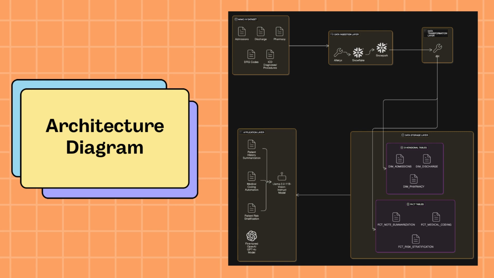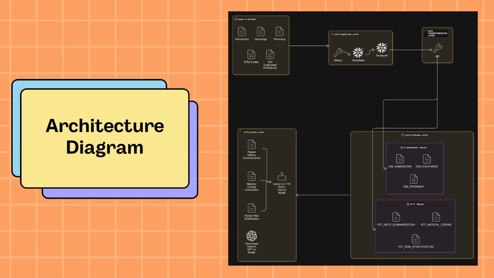MediAssist operates on a robust multi-layered architecture. First, the data sources. We use the MIMIC4 dataset featuring clinical records, diagnosis, and medications. Secondly, the data is passed into tools like Alteryx and Snowflake, which streamline ETL and schema inference, ensuring efficient data handling. This is the stage of data ingestion.